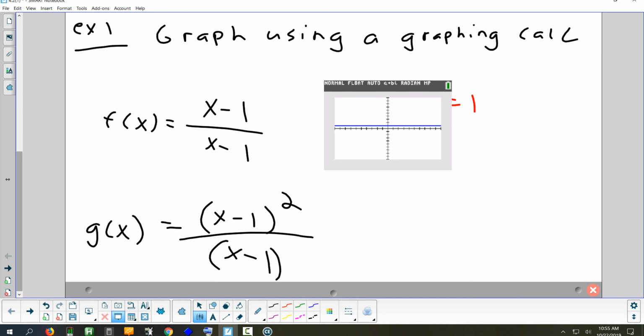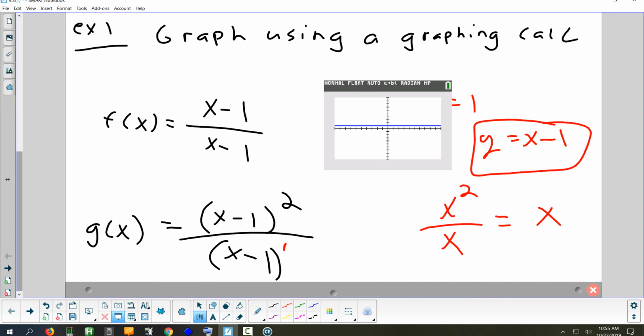Basically, this is kind of like dividing x squared by x. You're left with just x. Right? Well, if you divide x minus 1 squared by x minus 1, you're dividing two things with the same base. Really, you can just subtract the exponents. And this is going to look pretty much like this. It's going to look like a line with a slope of 1 and a y-intercept at -1. But we know that there's a hole in it. So let's graph it and see what happens.